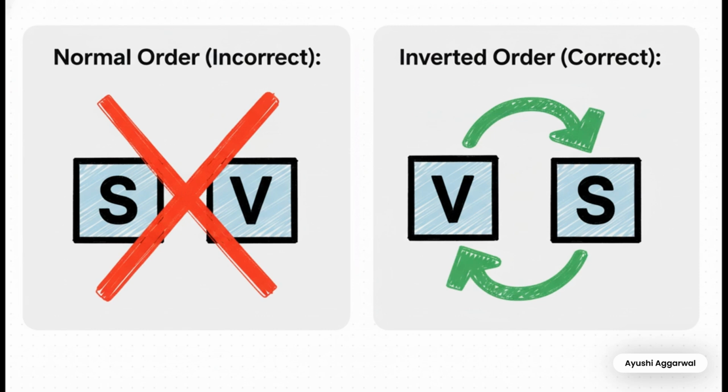Now the normal sentence order would be there was, with the subject there followed by the verb was. But because of the inversion rule, we have to flip it. The correct order is verb first, then subject. Was there? Never before was there such a stunning upset.